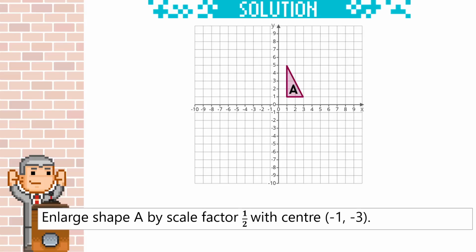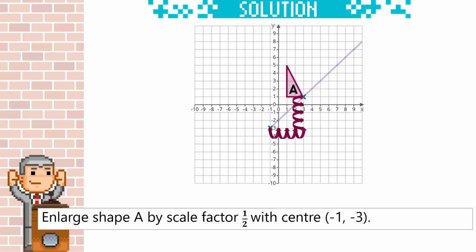In this question, we're asked to enlarge shape A by scale factor 1/2 with the centre of enlargement at -1, -3. We're going to start by marking the centre of enlargement, and we're going to pick a point on our shape. I'm going to pick the bottom right one. We're going to draw a ray line from the centre of enlargement to this point. Now we're going to count the squares from our centre of enlargement to this point. So we go 1, 2, 3, 4 to the right, 1, 2, 3, 4 up.